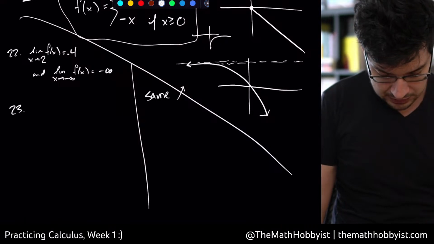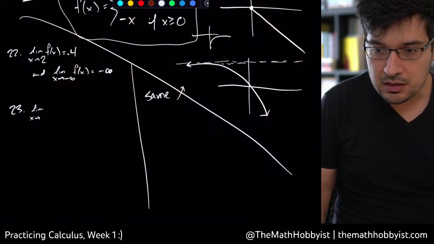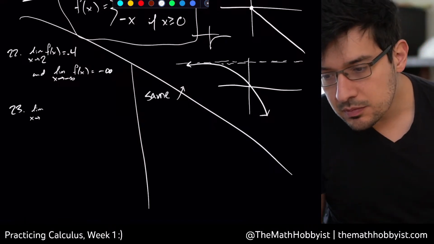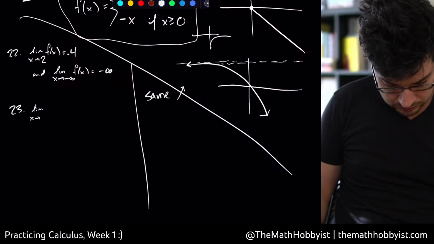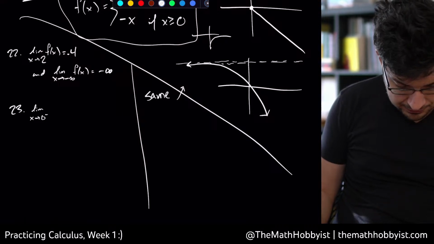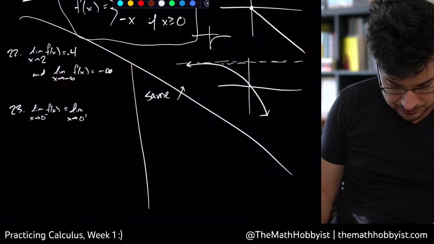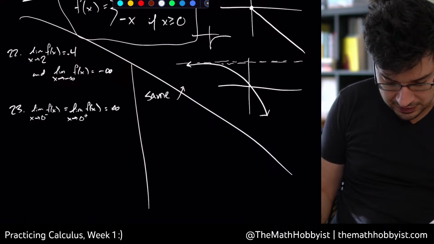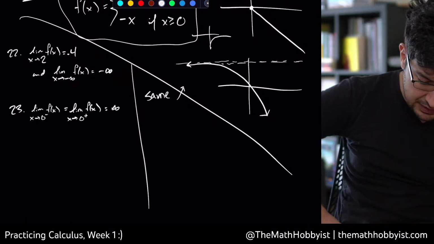Okay, 23. She may or may not. Limit as x tends to 0 from the left equals the limit as x tends to 0 from the right, and they both equal infinity. So we could just write limit as x tends to 0, f of x equals infinity.